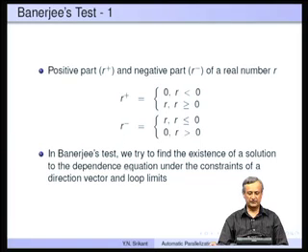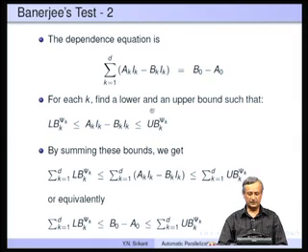So, what we really do is we try to find the existence of a solution to the dependence equation under the constraints of a direction vector and also the loop limits. So, basically let us look at the dependence equation again. Sum over k equal to 1 to d of a_k I_k minus b_k I_k is equal to b naught minus a naught. So, this is our dependence equation. Now we want to find a lower and upper bound for k. So, k equal to 1 to d, the values of k correspond to the loop indices, it is a d-nested loop, that is what we are looking at.